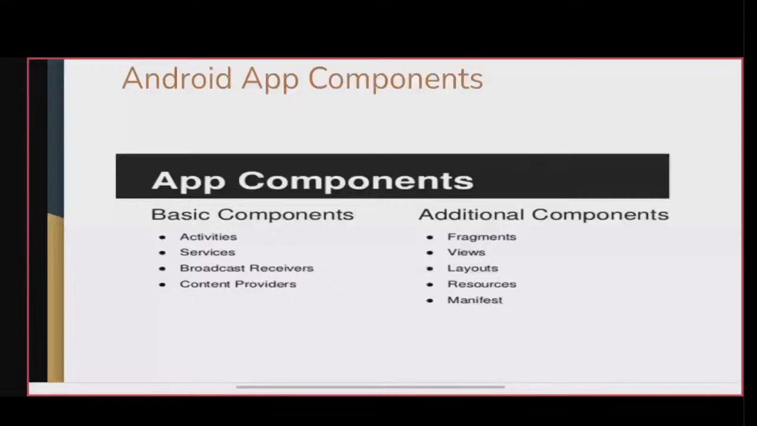Manifest. Using these additional components, we are able to build the application better. Like fragments in an activity: for a single usage, we would create a separate activity. If we use fragments, the single activity can be divided into separate fragments, and we can use multiple fragments in a single activity. We can reuse the fragments in n number of places. So at that time, fragments will be useful.